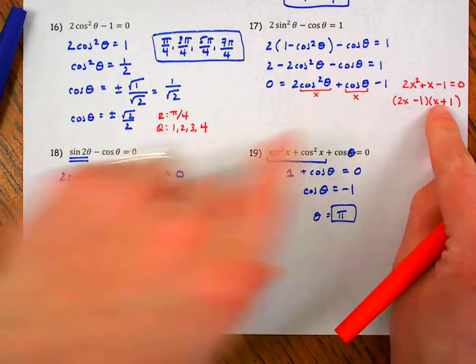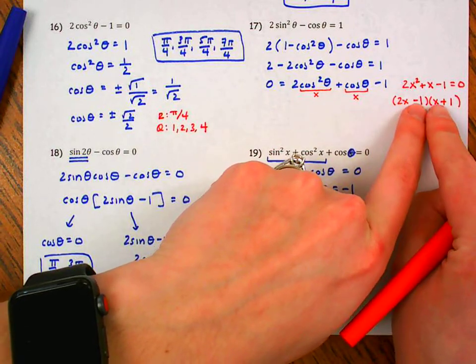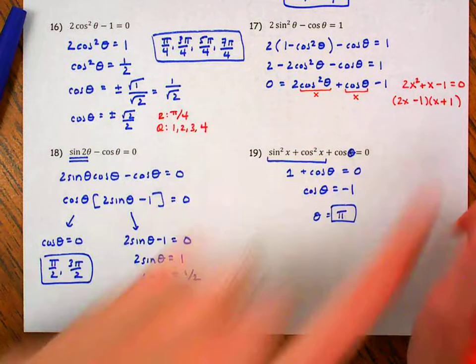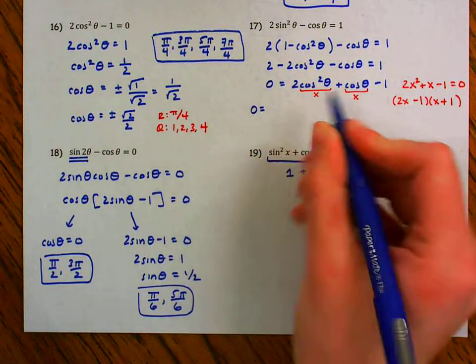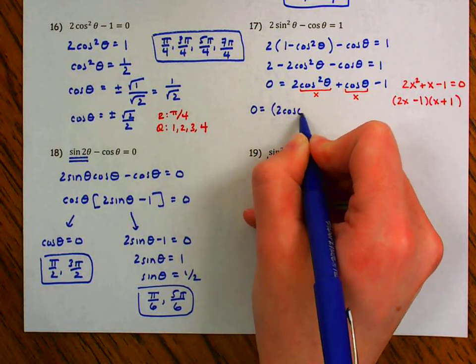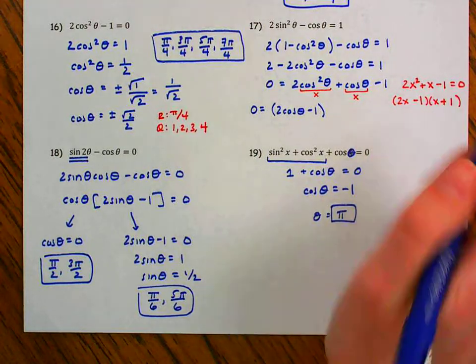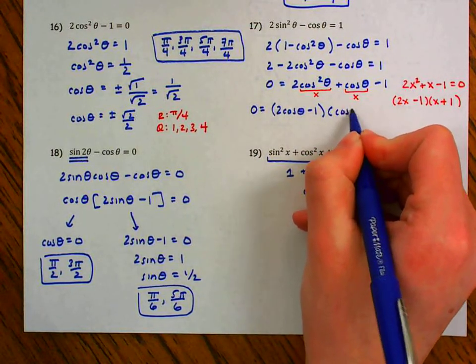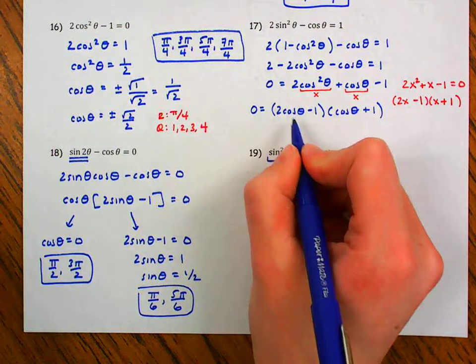So if I FOIL this out, that's going to be 2x squared. This is going to be a plus 2x and a minus x to give me 1x, and that will give me a negative 1. So what I really have here, remember x is cosine, is 2 cosine theta minus 1. That came from here. Instead of x, I put cosine. And a cosine of theta plus 1. You just solve these separately.